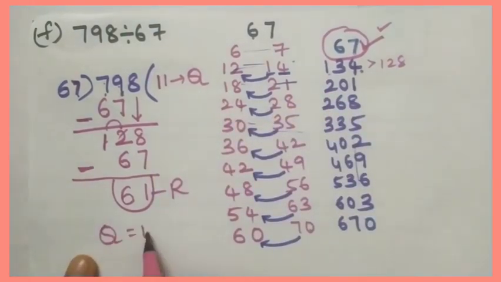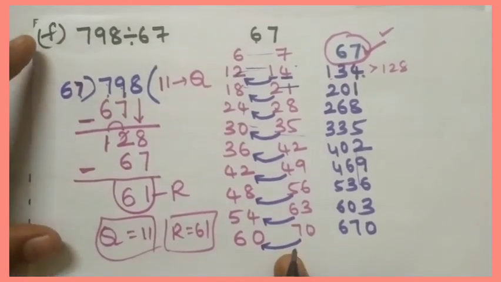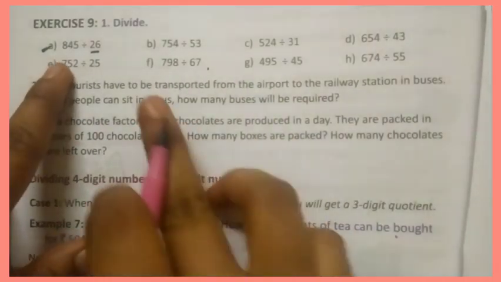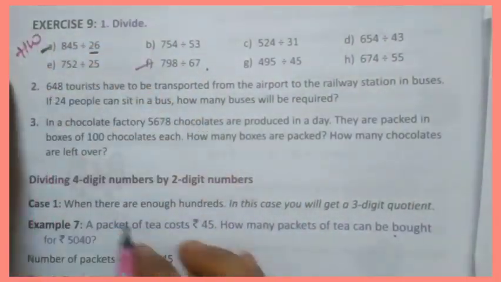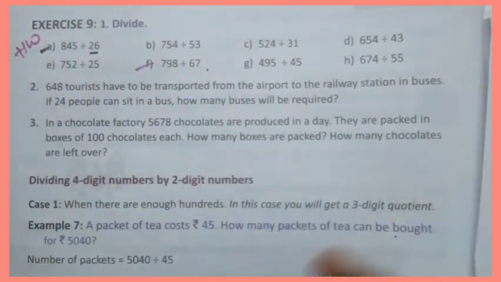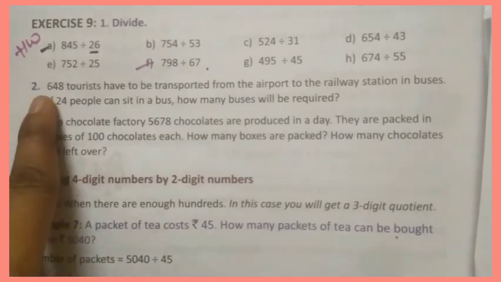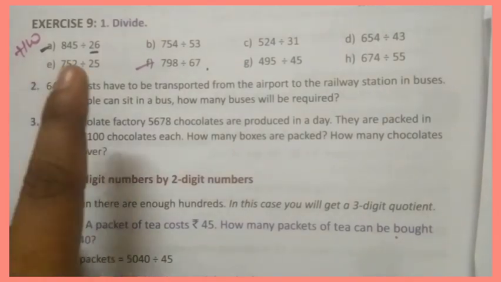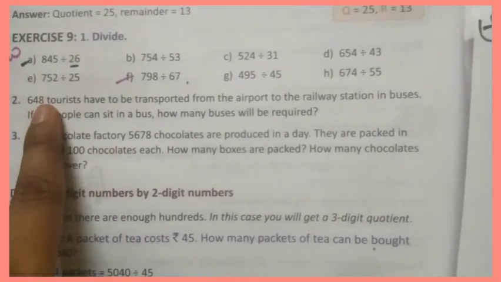Q is equal to 11 and R is equal to 61. Okay, this is the F answer. Like this you have to do all of them. This is all homework for you. I have explained A and F. You have to do the remaining problems. Now I will explain the second part. Word problems are there. I will explain these 2 word problems.